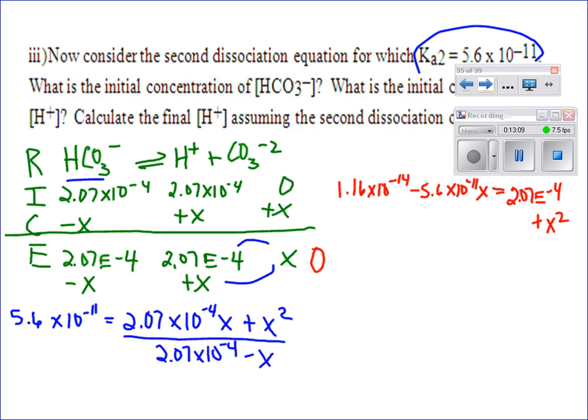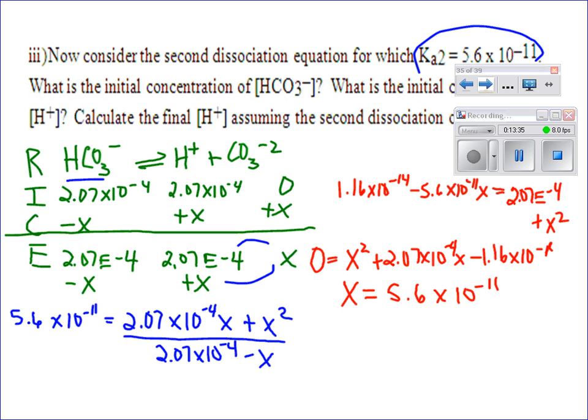Combining like terms, I get 0 equal to X squared plus 2.07 times 10 to the negative 4th X minus 1.16 times 10 to the negative 14th. Plugging that into quad form. I'm worried about this one. I don't believe them. So why don't you all tell me? Yep, that's what they got. 5.6 times 10 to the negative 11th. Okay, that's our X. We need to find this H concentration to see how it's affected. So, add 2.07 E negative 4 to that.